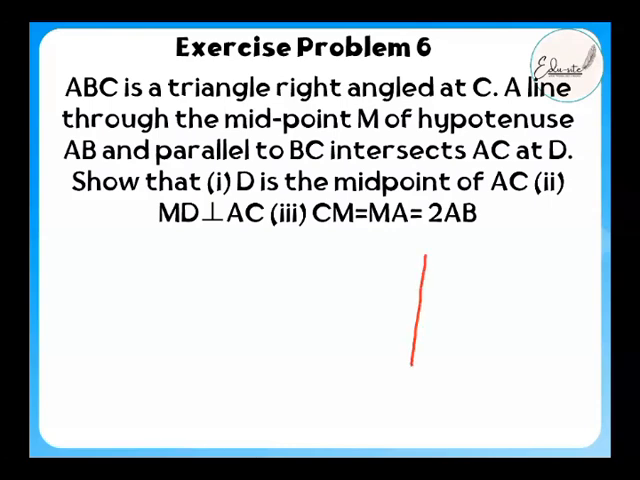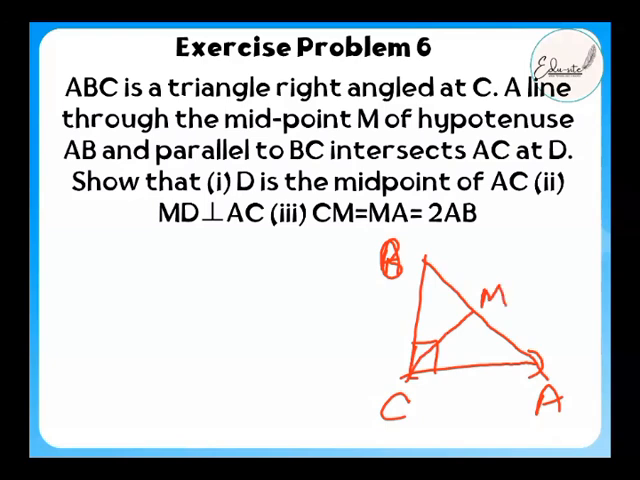What do we know here is that there's a triangle ABC, a right angle triangle, with the right angle at C, they have told you. A line through the midpoint M of the hypotenuse is drawn parallel to BC.